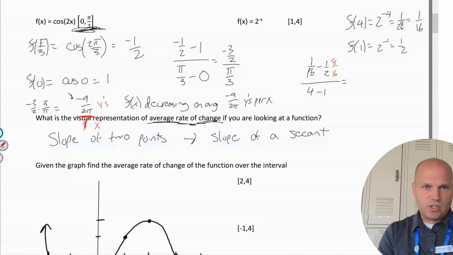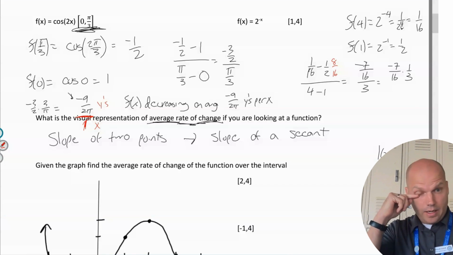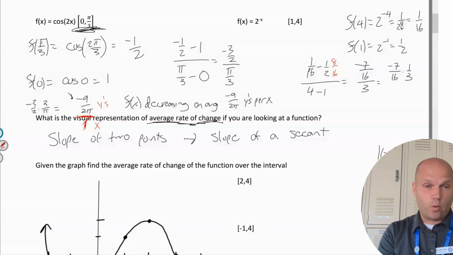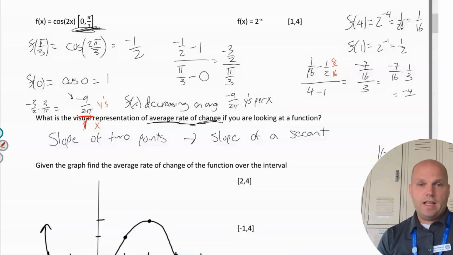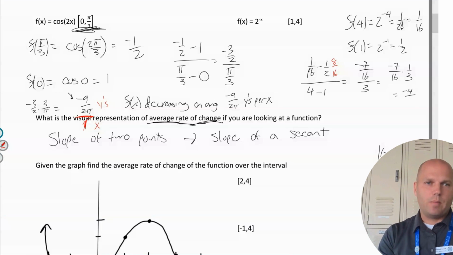So I have negative 7/16 over 3. Great. I have negative 7/16 times 1/3. 16 times 3 is 48. So I have negative 7/48. So I would say, since I see that negative number, on average, my function is decreasing that many y's per x.